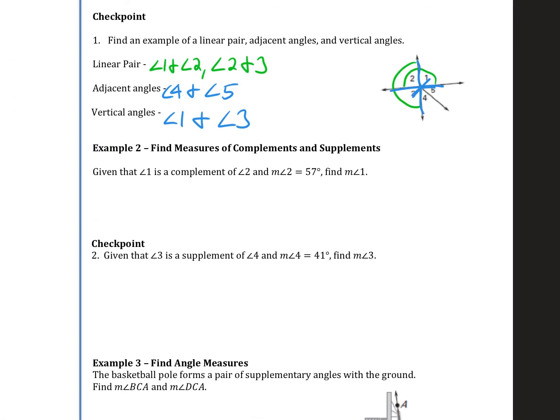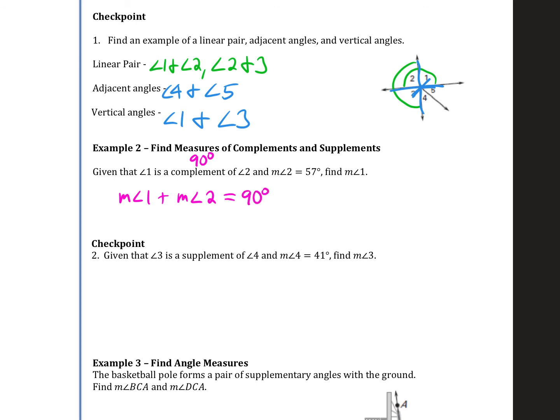Okay, sounds good. Example 2. Finding complements and supplements. Given that angle 1 is a complement of angle 2 and measure of angle 2 equals 57, find measure of angle 1. What does complement mean? Is that 90 degrees or 180 degrees? That is 90 degrees. So we know that measure of angle 1 plus measure of angle 2 equals 90 degrees.